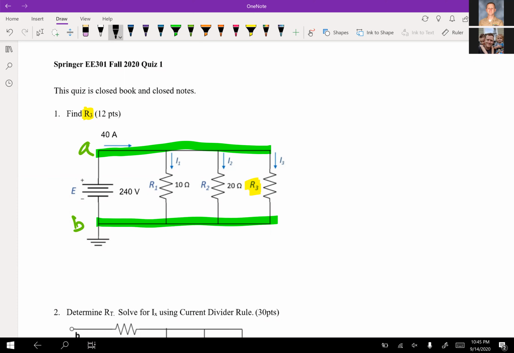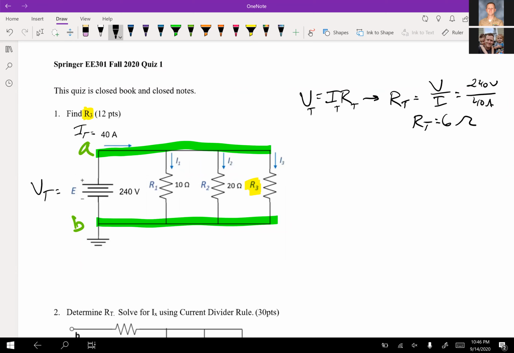Over here we have our V total is 240 volts. Our I total is 40 amps. Use our favorite law, V equals IR, Ohm's law. Rearrange and solve for our total: V over I, 240 volts over 40 amps. And our total is 6 ohms.